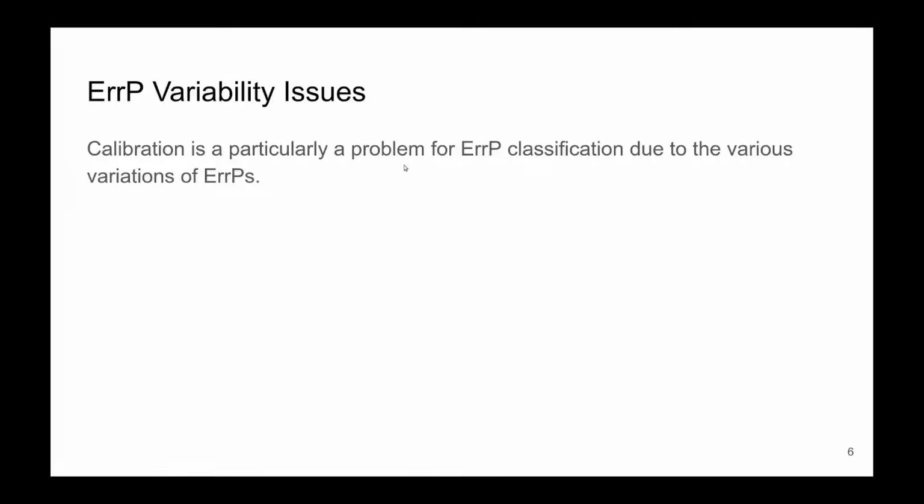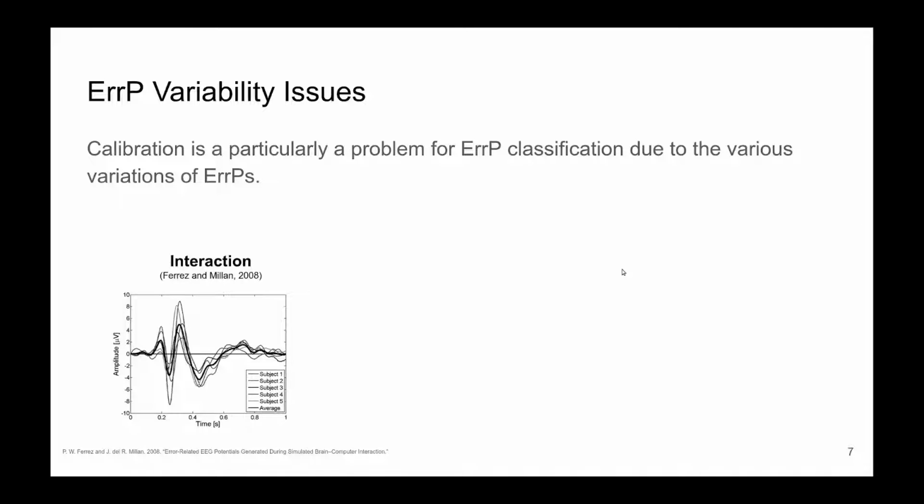However, one main issue with error-related potentials, really brain signals in general, is their variability. Specific to error-related potentials, there are these different named variations of error-related potentials, and we're going to see how this will play into our problem after we look at some of these different named variations.